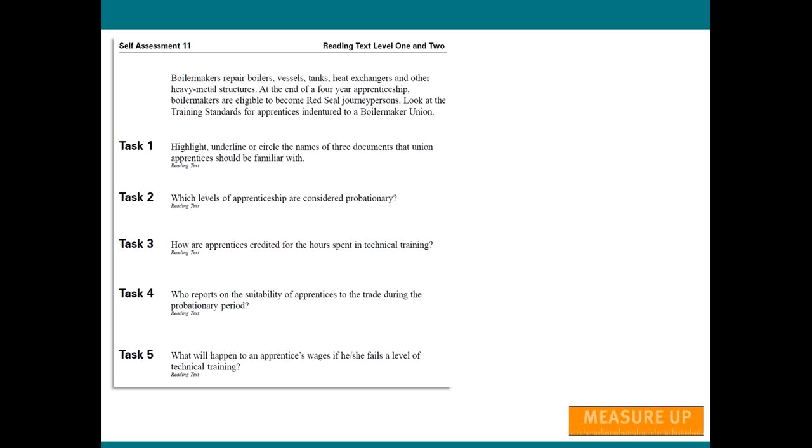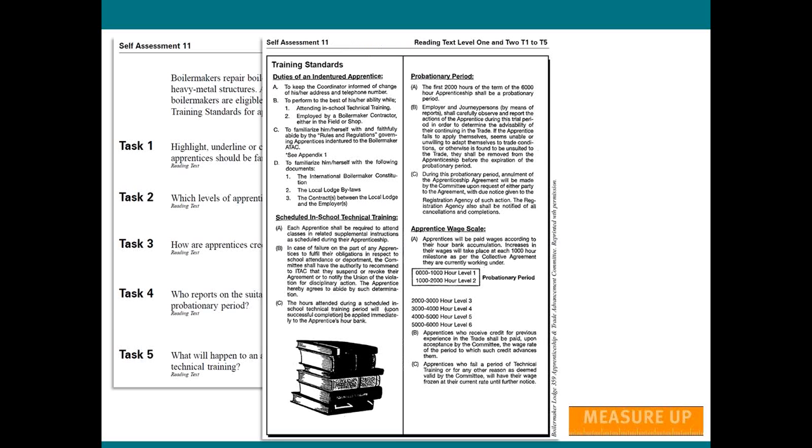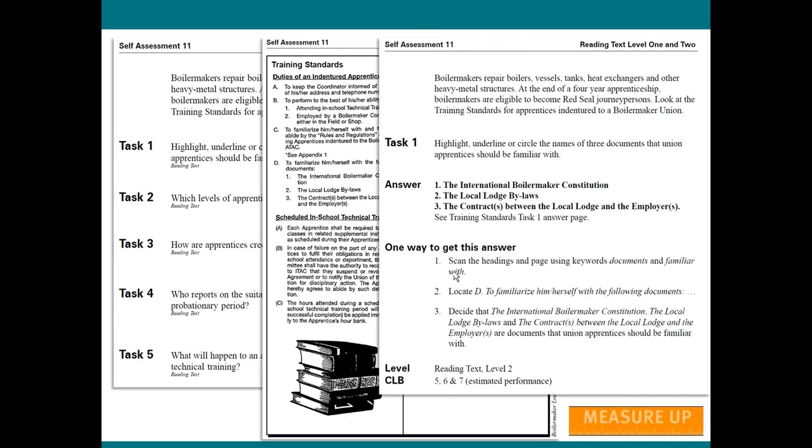And this is an example of what it actually looks like. So here's a bunch of task questions. Here's a document which you've seen. And then over here is the answer key with the cognitive steps. And as you can see here on the bottom, we even rate it. So reading text level 2 for task number 1. And this relates to CLB 5, 6, and 7.